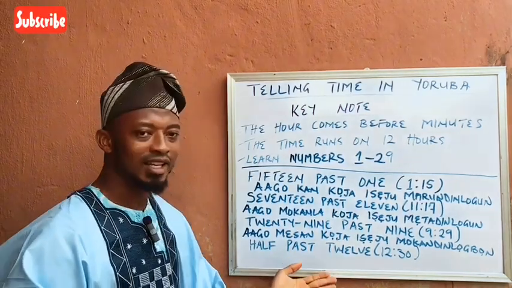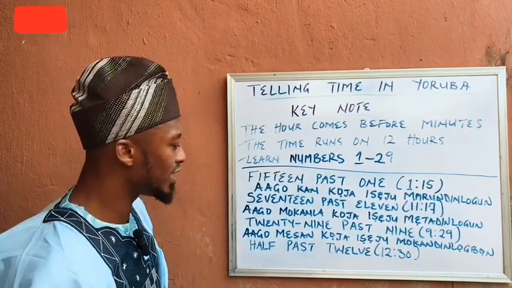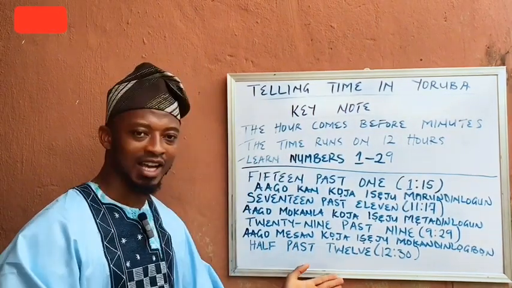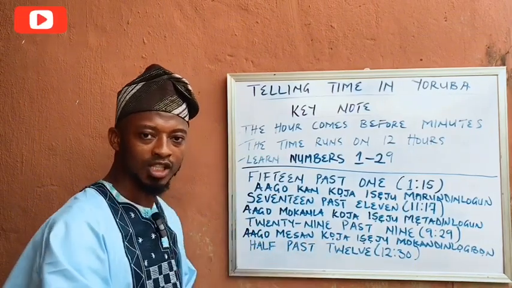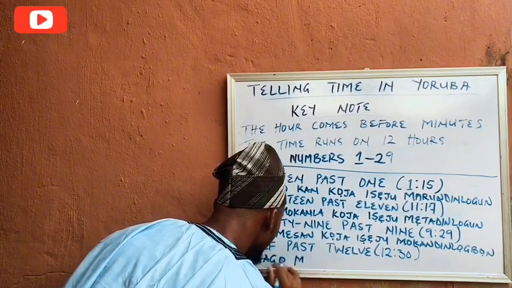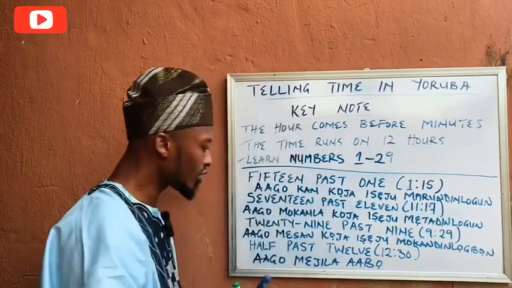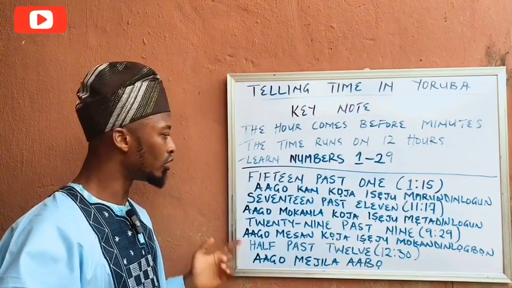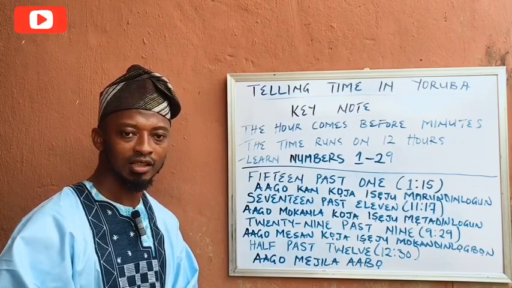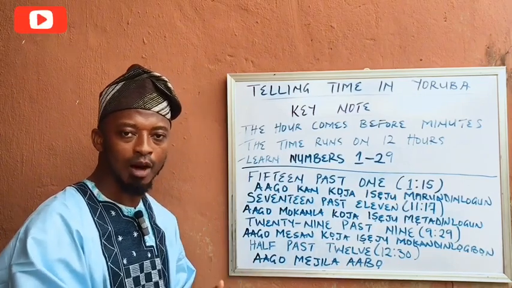So, when we have the time at half past the hour, what do we do here? We still have 12 as méjìlá, right? Half is àbọ̀. So, anything half past the hour, we take the hour and we put half in front. So, half past 12 is aago méjìlá àbọ̀. Take note, for anything from the minute of 1 to 29, we use past. So, the hour comes first, followed by the minutes. But when it's half past, we just take the hour and put half in front.